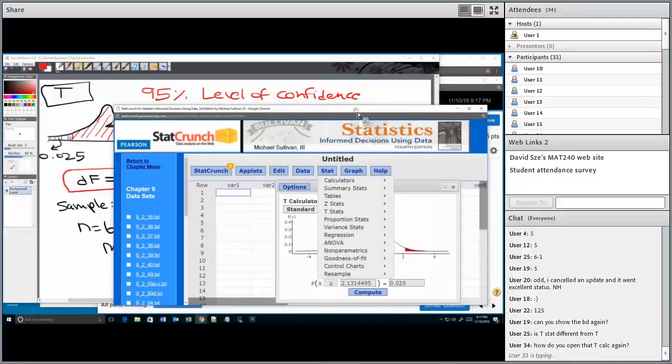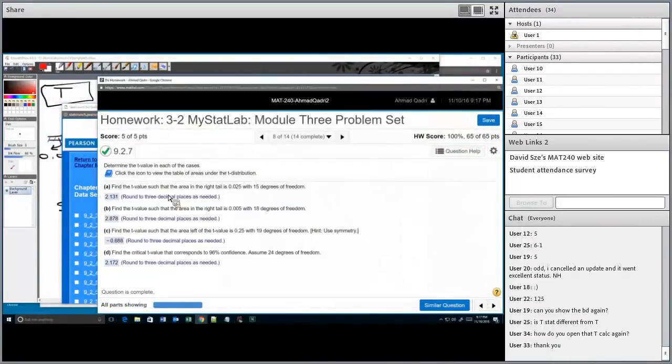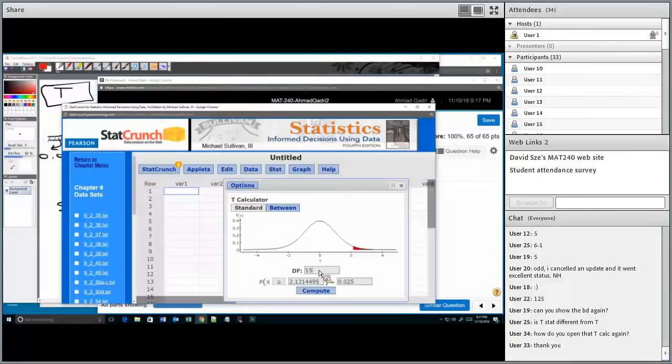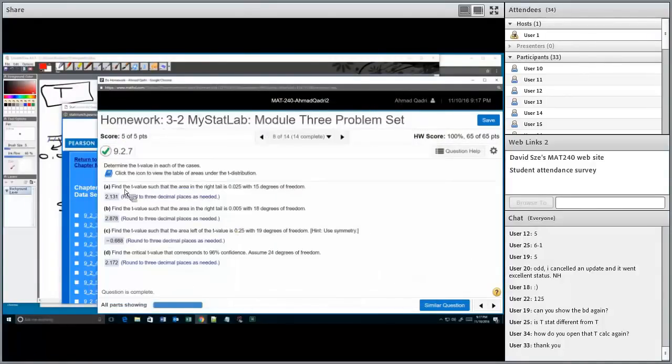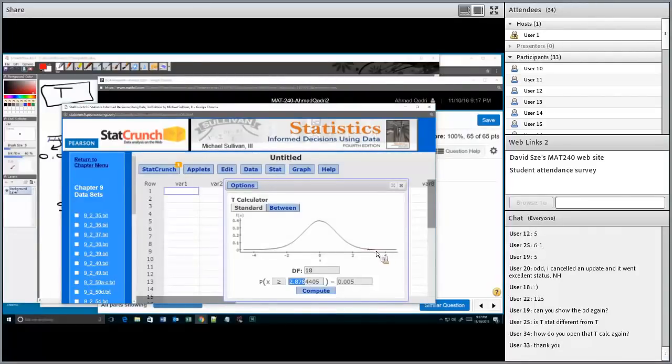All right, so now we got our answer, 2.131, and that answer is correct. Okay. Find the t-value such that area in the right tail is 0.005 with 18 degrees of freedom. Again, I'm going to just type 18 here, and the area on the right side is 0.005. Just like that, hit compute, I get 2.878, and you can see it highlighted this tiny little area here.